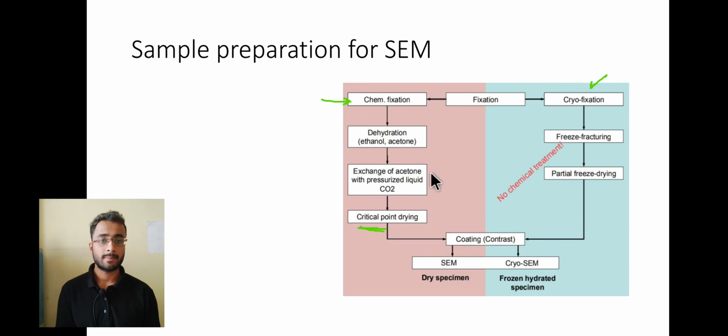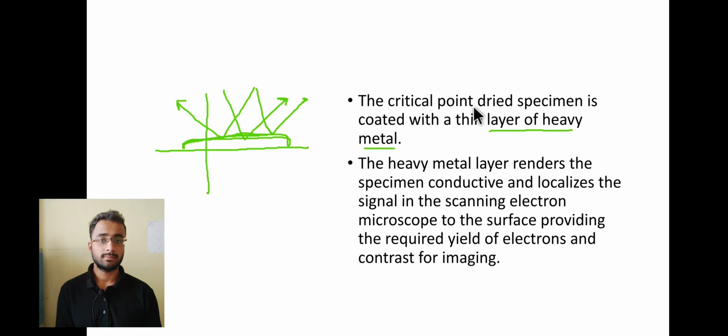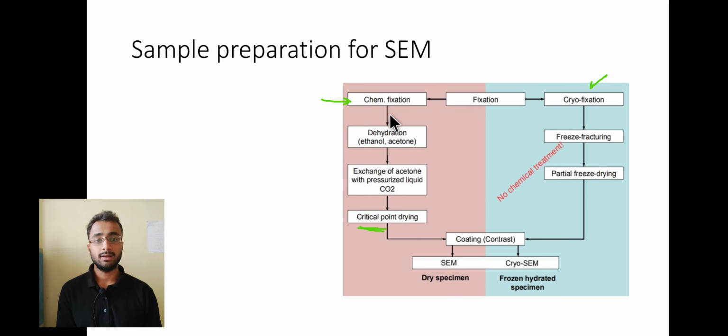What we have seen: fixation, either chemical fixation or cryofixation. Chemical fixation will be performed at room temperature, cryofixation at minus 100 to minus 200 degrees Celsius. Then dehydration with the help of ethanol and acetone. Then exchange of acetone with carbon dioxide, which we perform for critical point drying. Then coating with a heavy metal. Then we do the same for our specimen, and the same here for cryofixation and freeze fracturing.